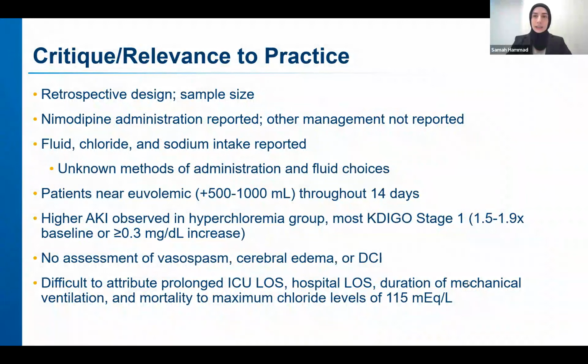For my critique and relevance to practice, my first critique was this was a study of retrospective design and small sample size. I appreciated that nimodipine administration was reported. It was part of that inclusion criteria, so it was standardized in that sense. However, other management was not reported. I didn't know if aneurysms were stabilized.